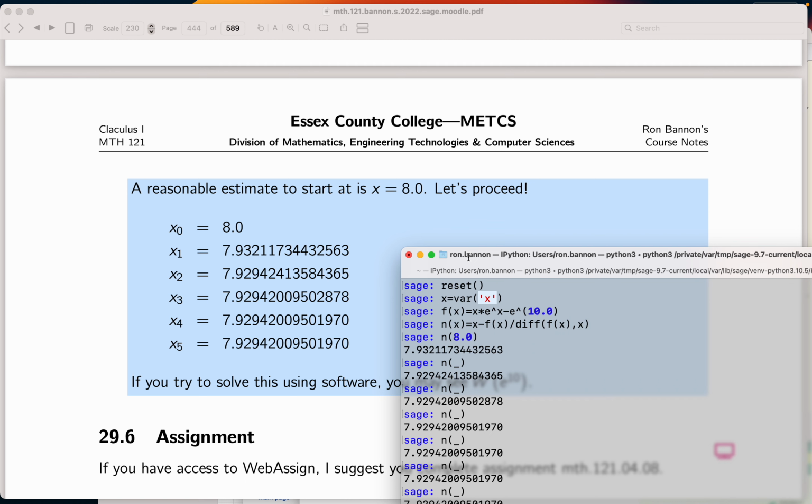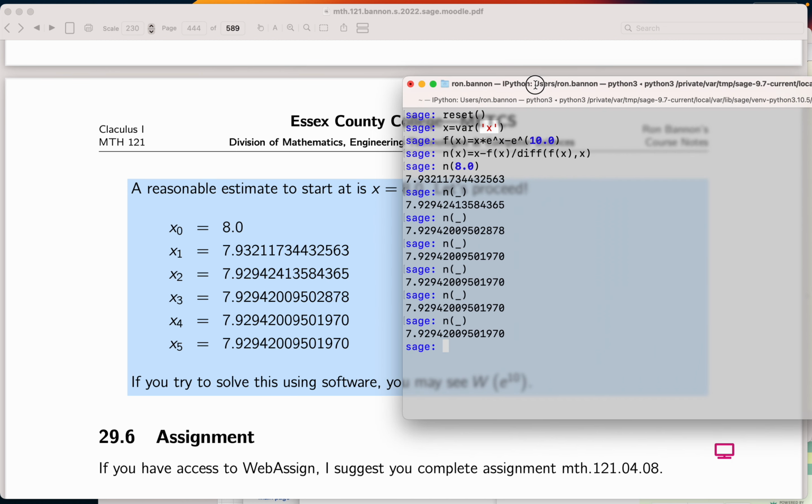So I'm going to say that Newton's method is not a bad method, right? It's a great method, especially if you don't know other techniques to solve an equation. It's a really nice method to solve an equation.